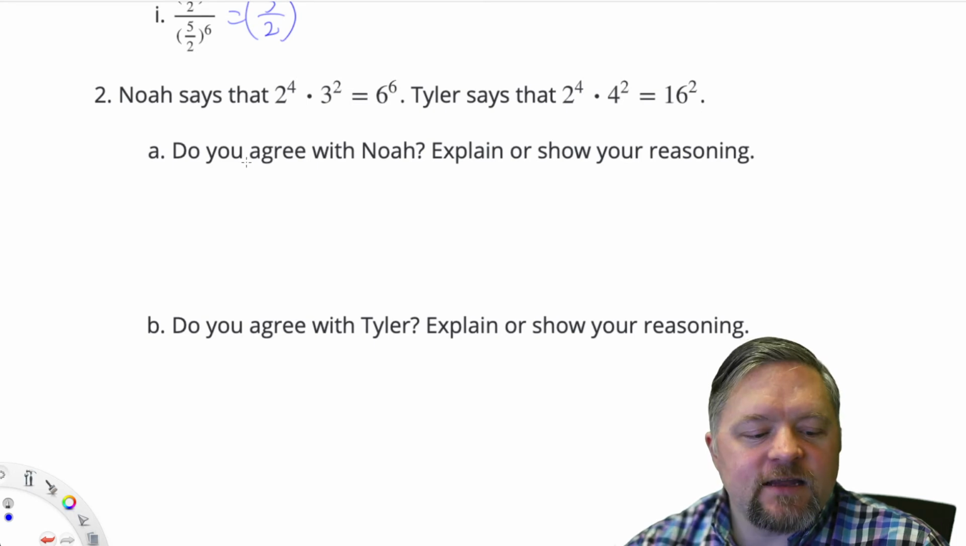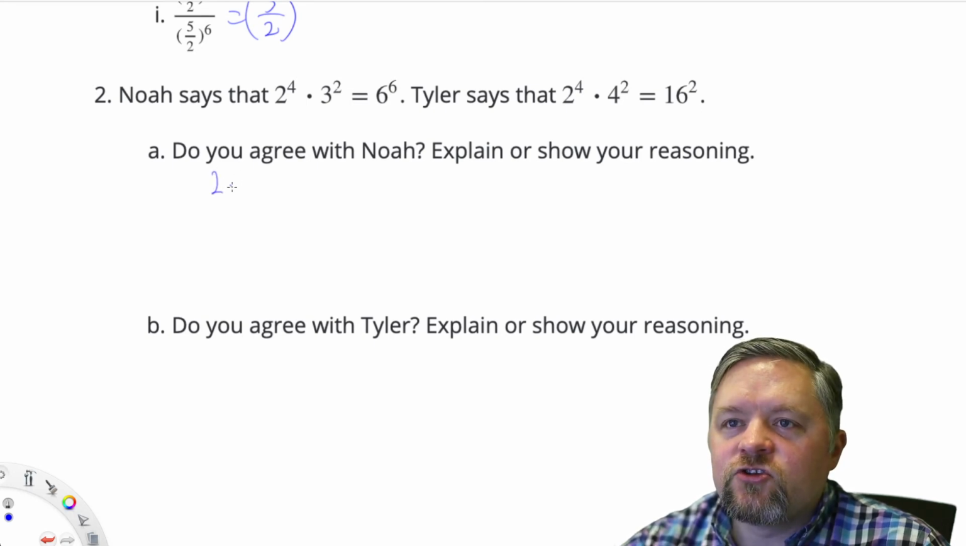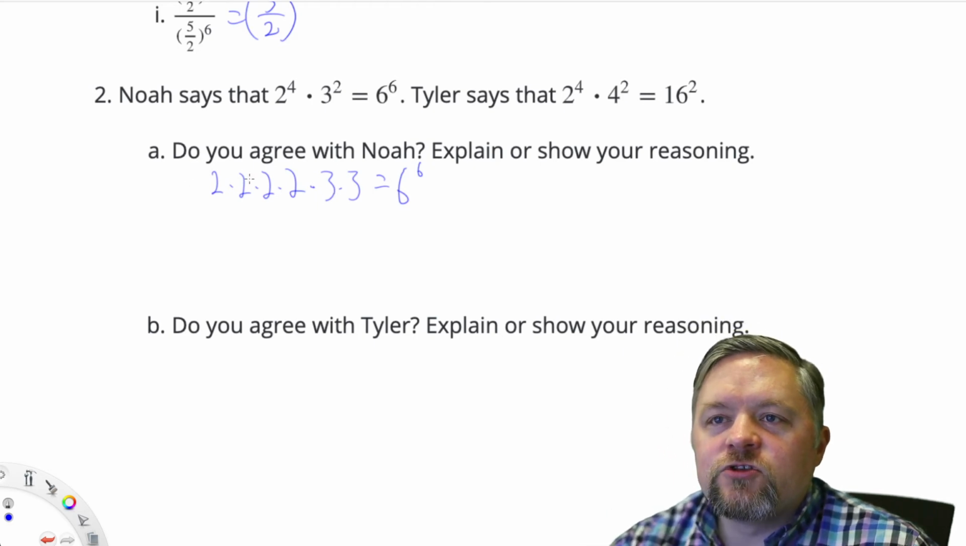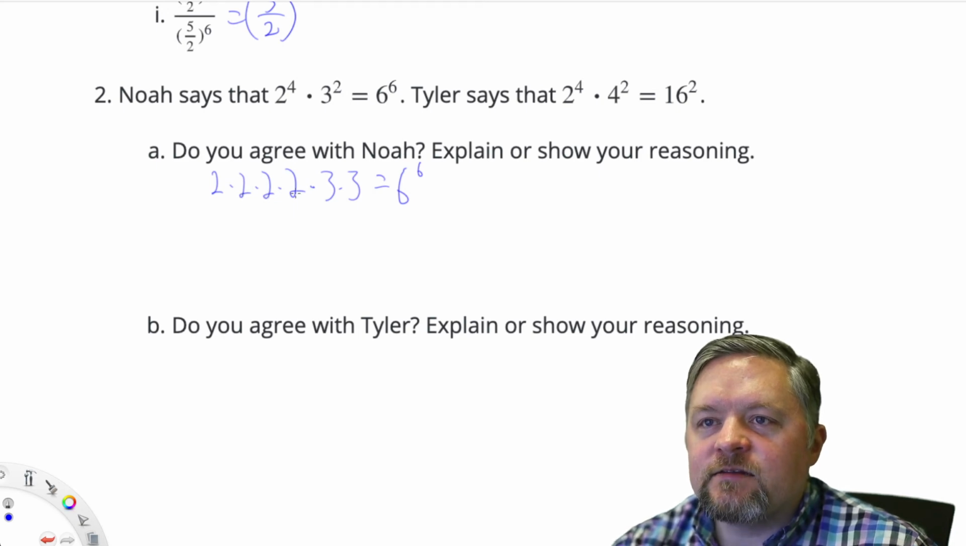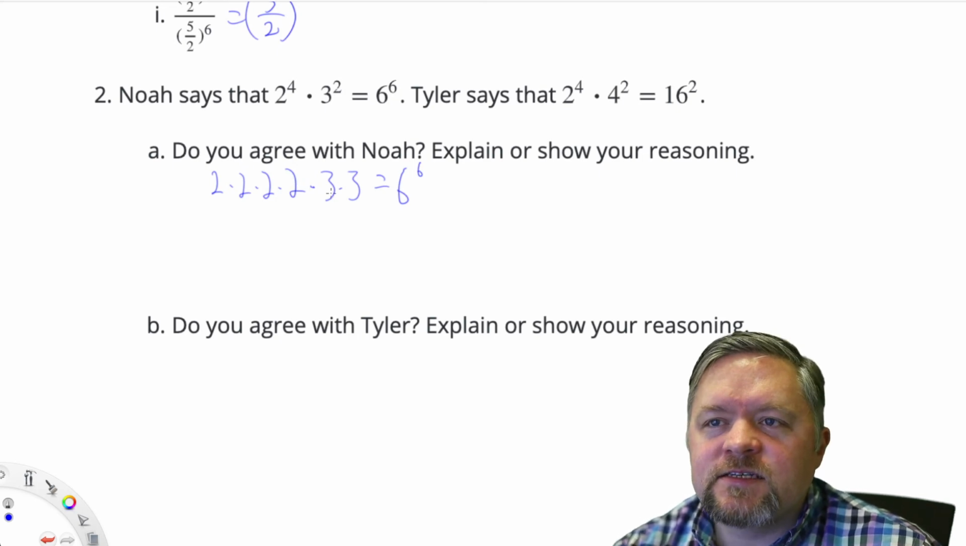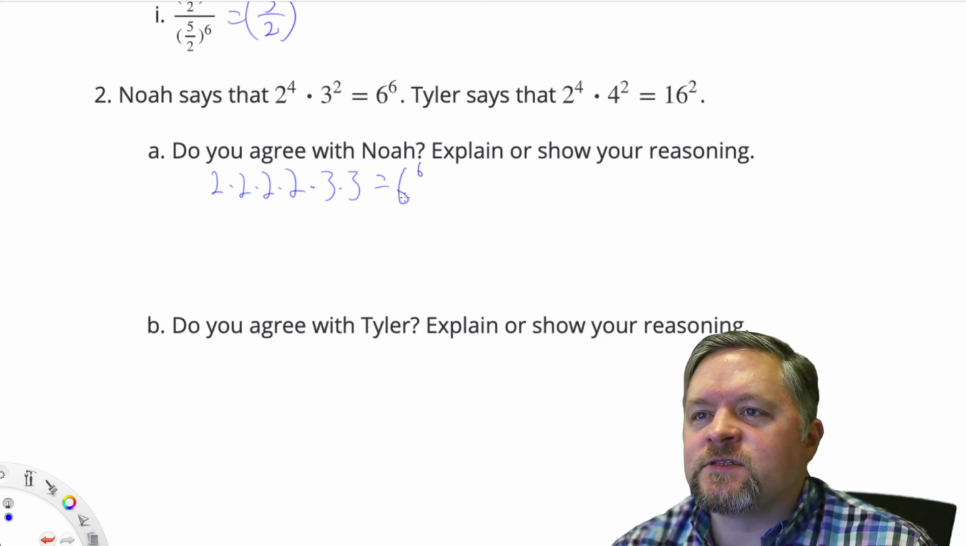So, what Noah said here is 2 times 2 times 2 times 2 times 3 times 3 equals 6 to the power of 6. Well, 2 times 2 is 4, times 2 is 8, times 2 is 16. 3 times 3 is 9. 16 times 9, 16 times 10 is 160, so it's a little less than 160.